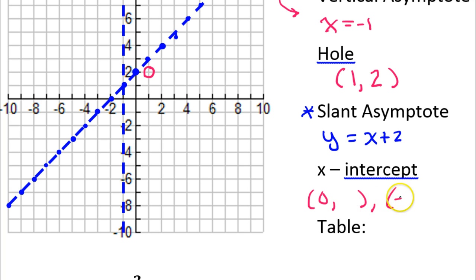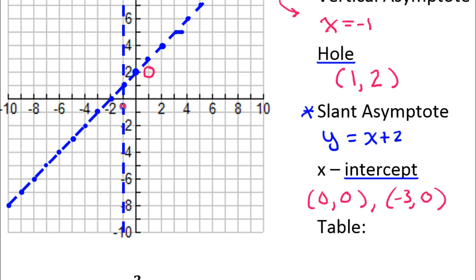and negative 3. All right, x-intercepts are always something comma 0. So this x-intercept is 0 comma 0, and this x-intercept is negative 3 comma 0. Okay, these are obviously going to be zeros because they're on the x-axis. That's a y value of 0. So let's graph them.